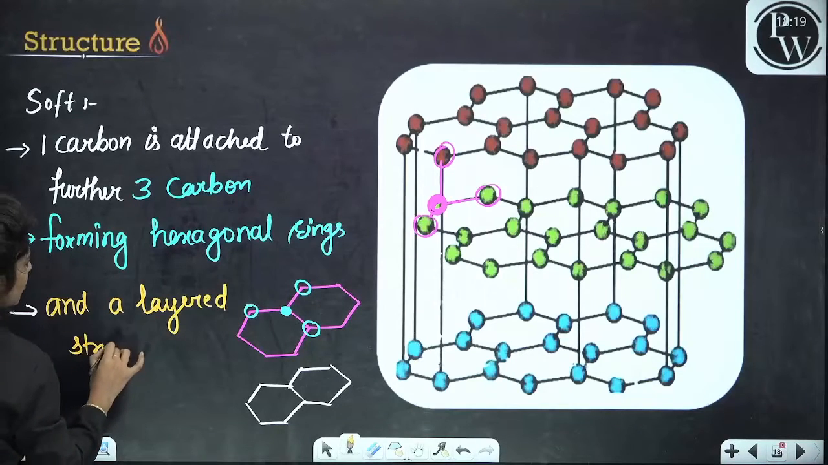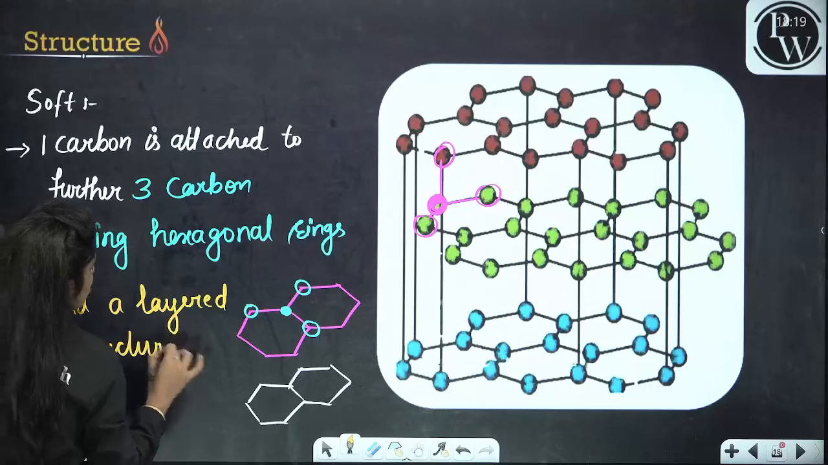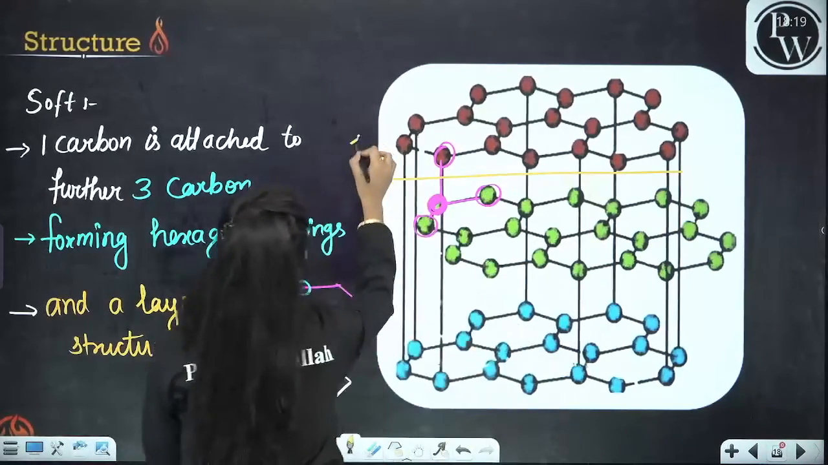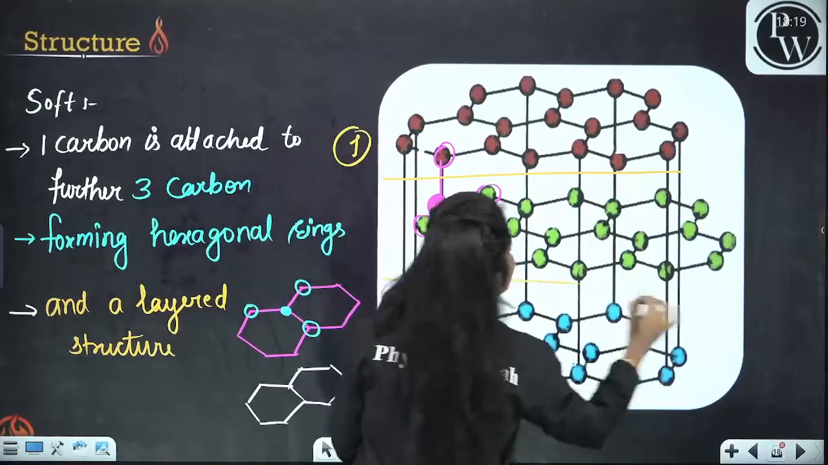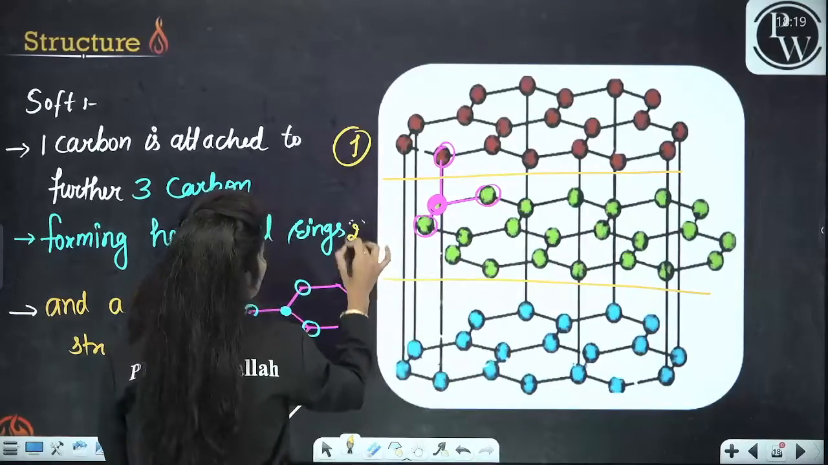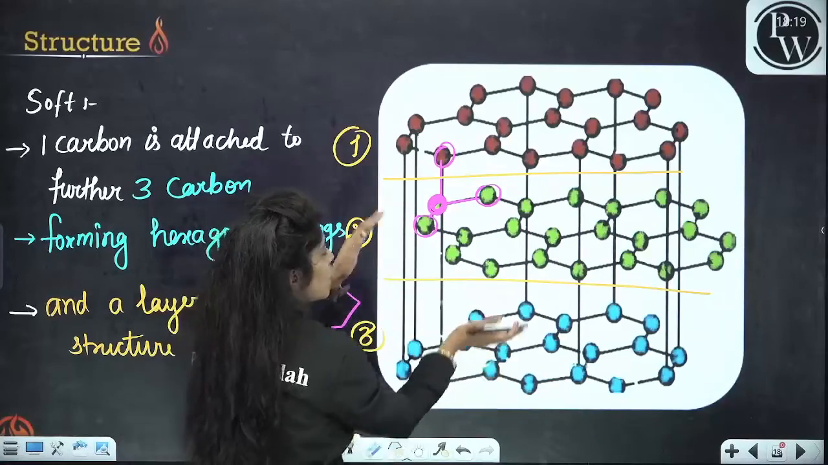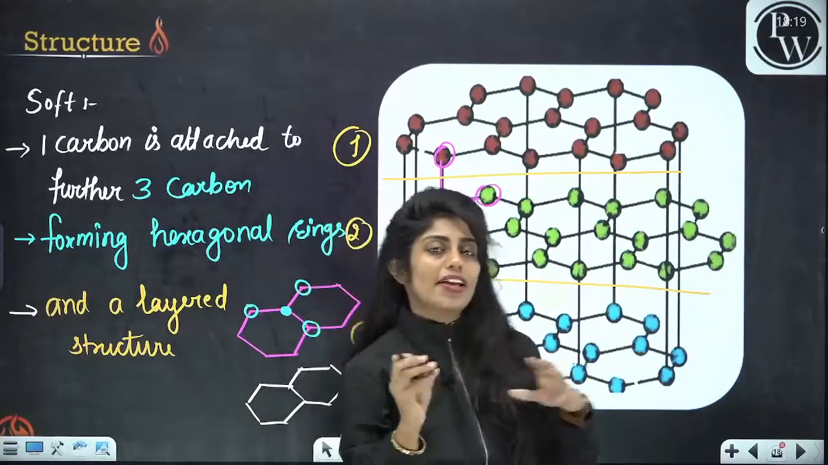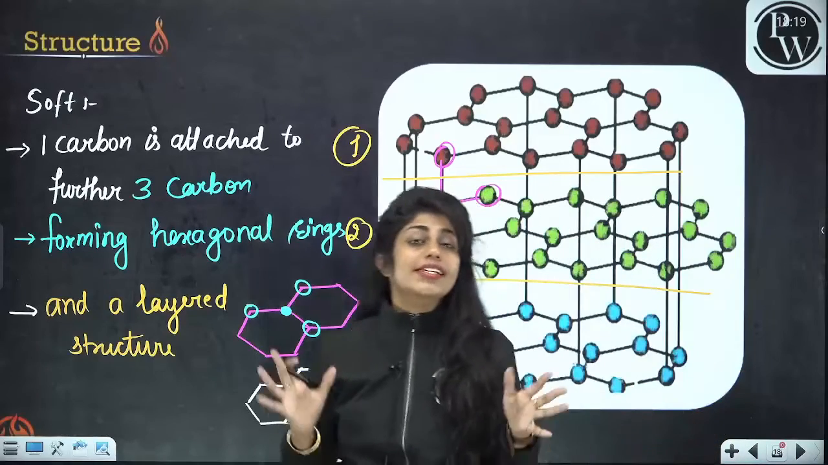Okay, structure. So you can clearly see this is your one layer, layer 1. This is your another layer, green color of layer 2. This is your third layer. So you can imagine there can be a number of layers in making the graphite. That's why it is soft, slippery to touch.